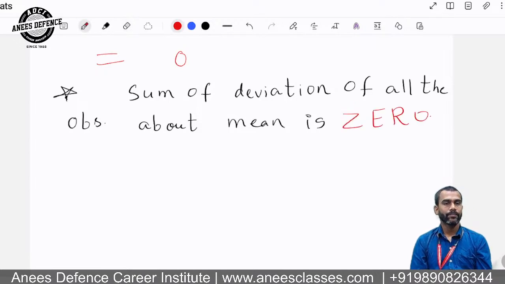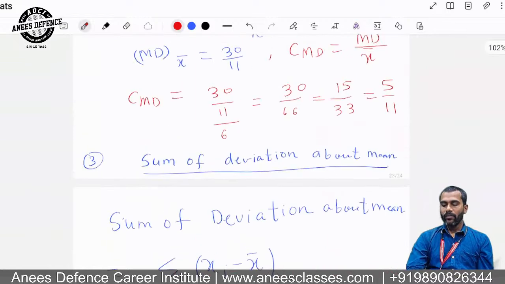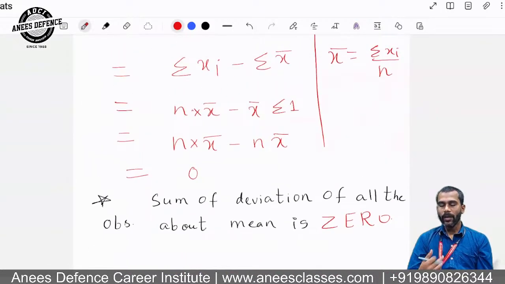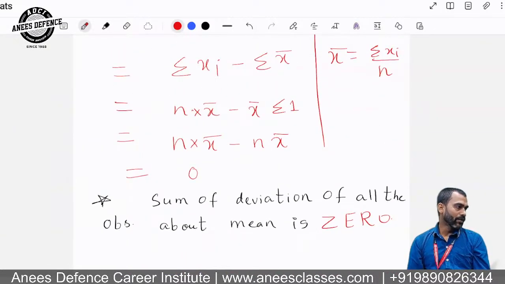Is there any doubt? Done? Shall we move ahead? So doesn't matter what the data is, which type of data this is, sum of deviation about mean is always 0. Shall we move ahead?